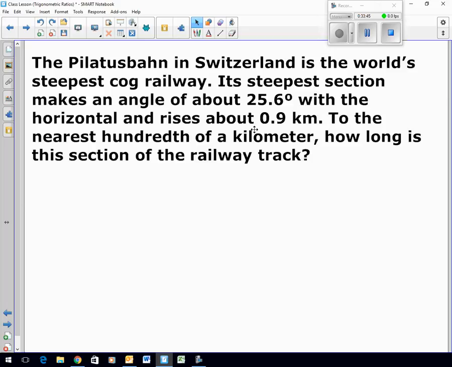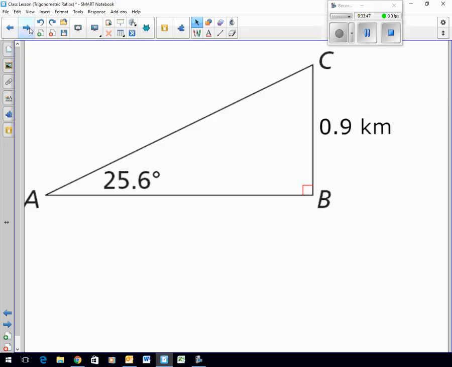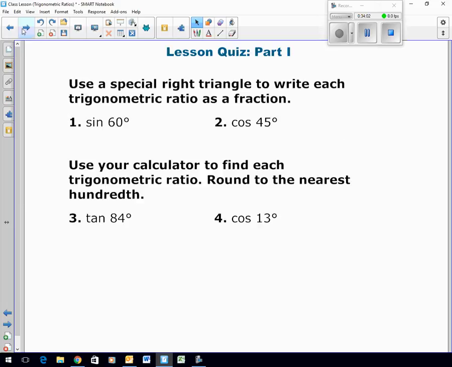And the thing that most people miss is this. It rises about 0.9. A lot of people want to put 0.9 as the hypotenuse, but that does not indicate rise. Hypotenuse is missing. The hypotenuse is the part that you're trying to solve for here. I'm getting good at this. You are. Everybody should.